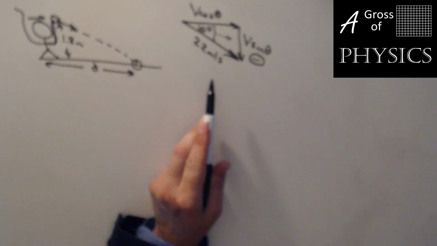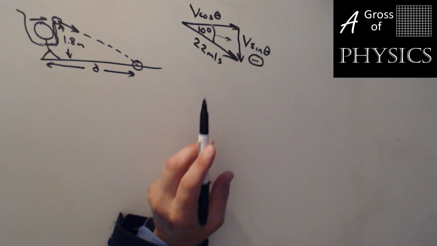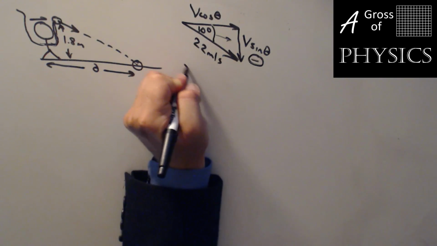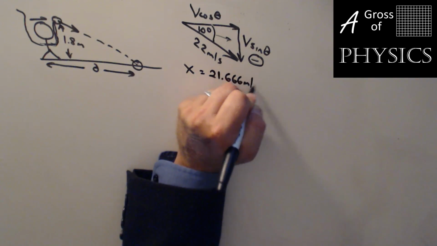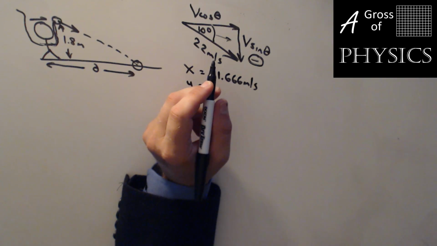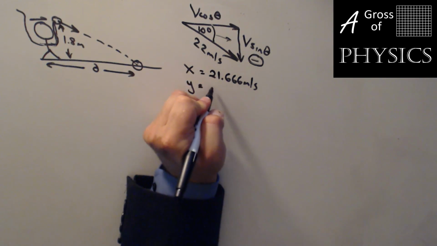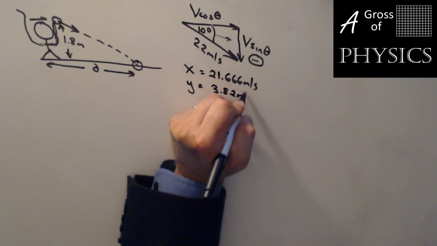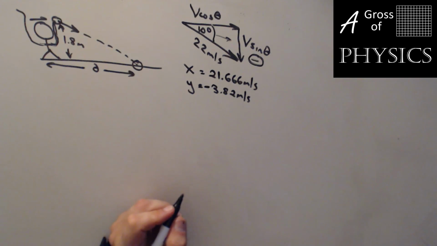Now, since we've done this process many times, 22 times the cosine of 10 will get me the x root, which is 21.666 meters per second. And the y root is going to be 22 times the sine of 10, or 3.82 meters per second. And it's very easy to forget about this little negative sign.